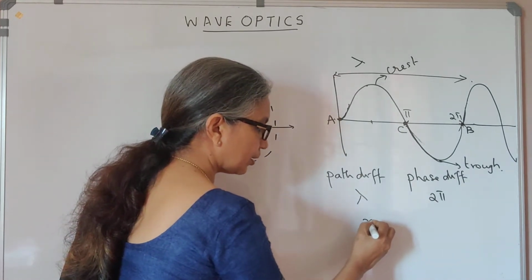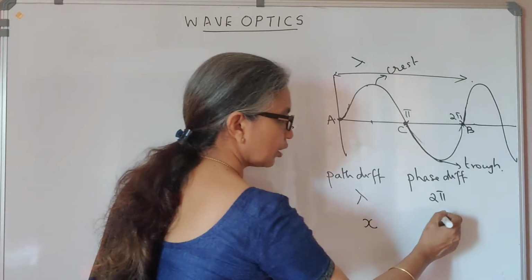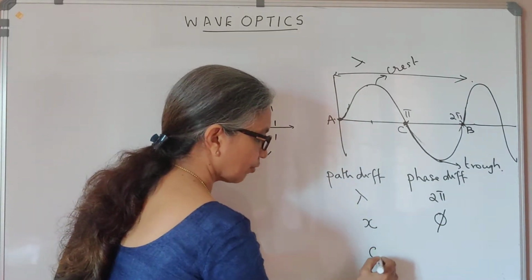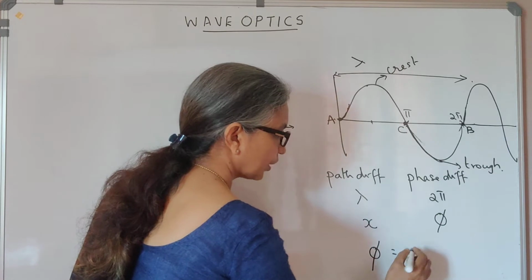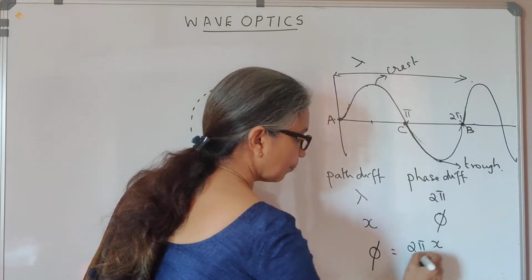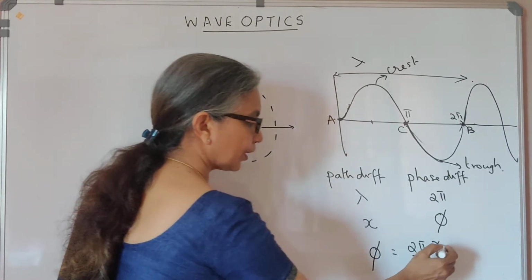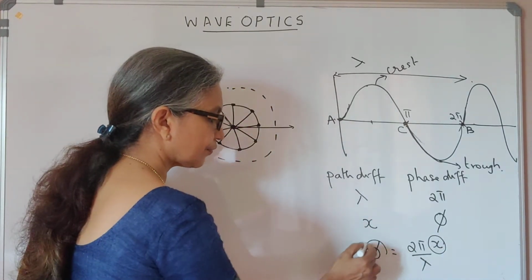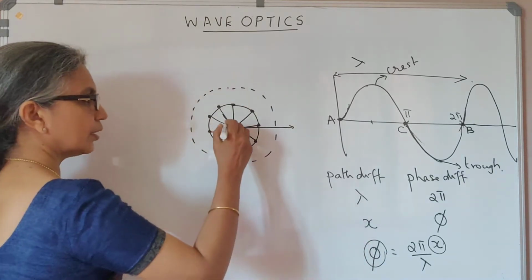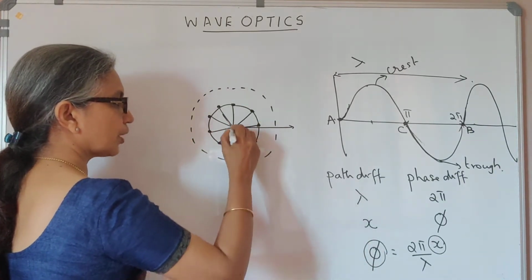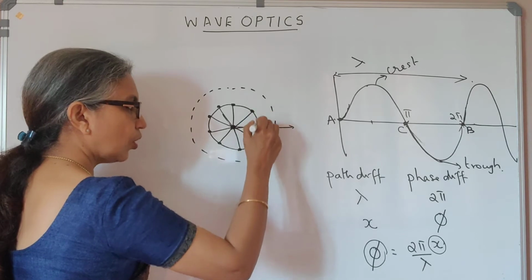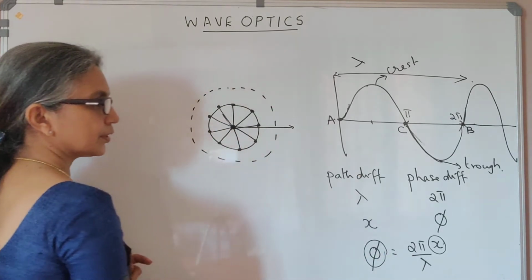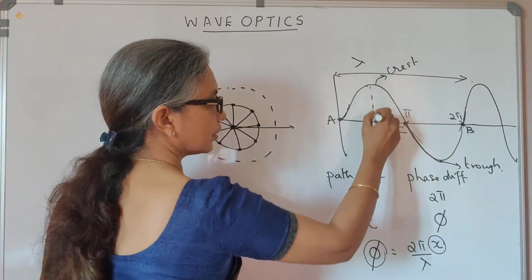Or for any path difference x, let's say the phase difference is phi between those two points, so that we may write phi is equal to 2 pi x by lambda, showing you that all points which are at equal distances must have the same phase. So that's why I said all these points which are equidistant from the source must be in the same phase. That means, for example, suppose let's take this distance.